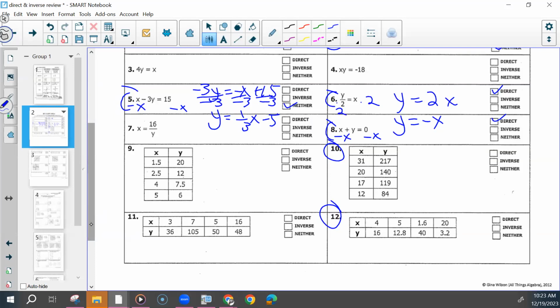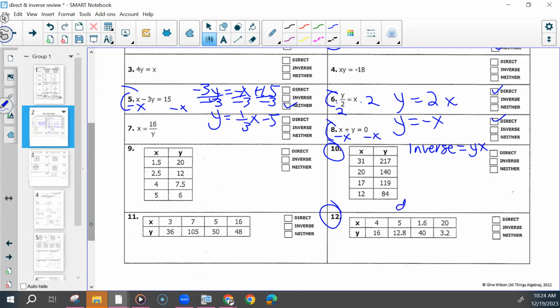So for 10 and 12, you have to decide, do you think it's going to be direct or inverse? Start with that, and it either is or it's not, and then you check the other one. So for 10, do we think it's going to be direct or inverse? Inverse. So if it's inverse, if I multiply these, I should get the same thing for all of these numbers. So what's 31 times 270? That's about 8,000. 20 times 140, whatever the rest of that is, these are not the same, it cannot be inverse.